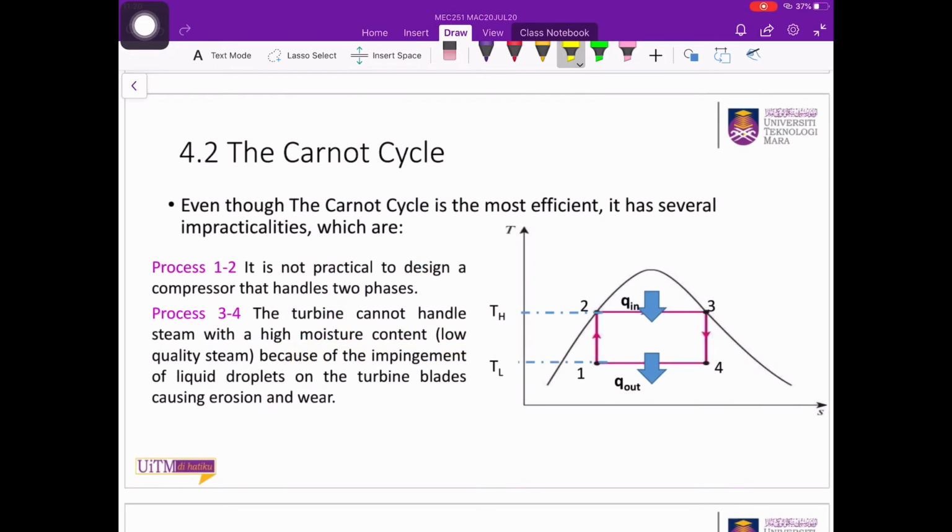Although we know the Carnot cycle is the most efficient cycle, it has several impracticalities. For example, for process 1 to 2 in the compressor, it is not practical to design a compressor that handles 2 phases of substance. For process 3 to 4, the turbine cannot handle steam with a high moisture content, which is low quality steam. The moisture can cause corrosion and wear the turbine blades.